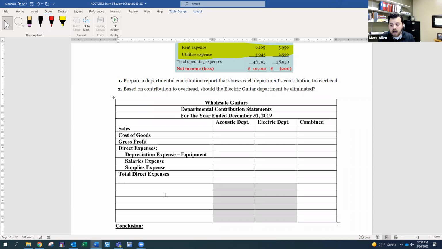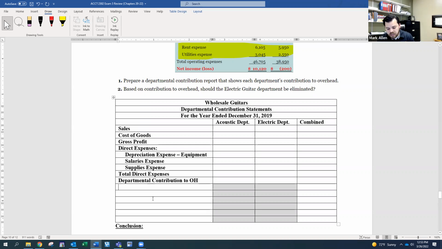Now, this line has a very important name that we've not seen until chapter 22. This is departmental contribution to overhead. When I'm looking at a departmental contribution report, this is the line that matters. This is the important line. If this is positive, keep the department. If this is negative, eliminate the department. Okay, that's where our evaluation takes place, at this line, not anywhere else.